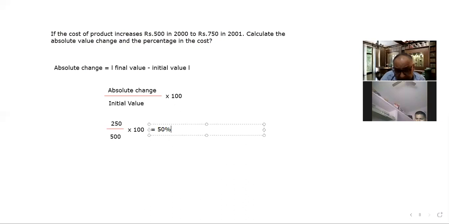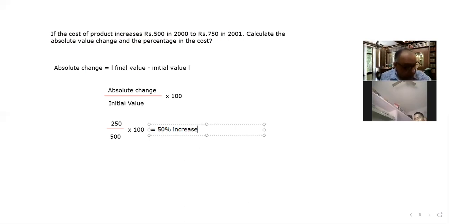But in case of percentage change, you have to mind whether the result, final minus initial, is positive or negative. If the result is positive, then it is an increase. If the result is negative, then it is a decrease. That you must bear in mind. Here 750 minus 500 is positive, so it means a 50% increase, because the result is positive here.